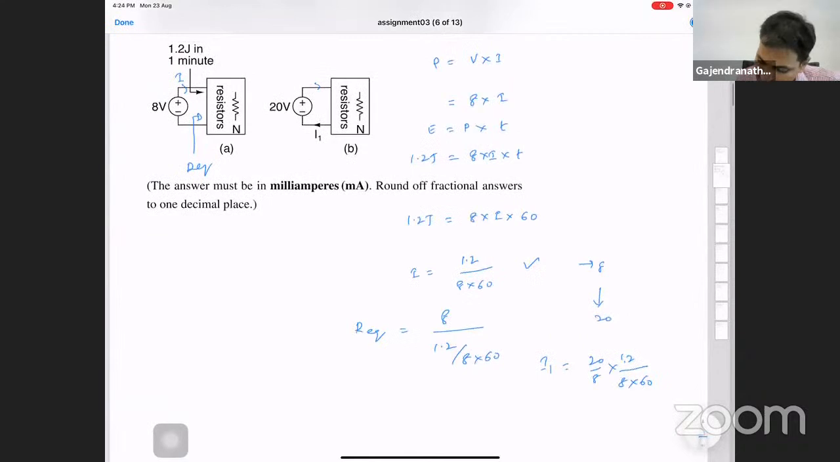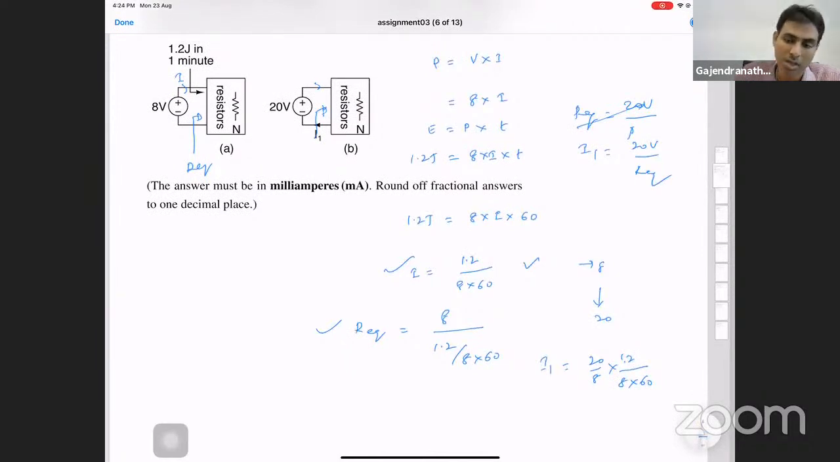Either you can find the current from this data and from there find the resistance. If you know the resistance, then you can calculate R equivalent, and the current I1 you can calculate as the 20 volts you apply divided by the equivalent resistance you got. Like this you can compute.